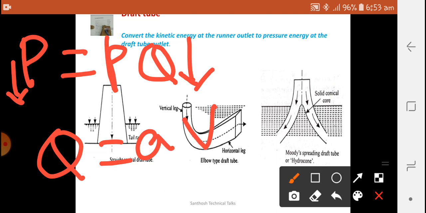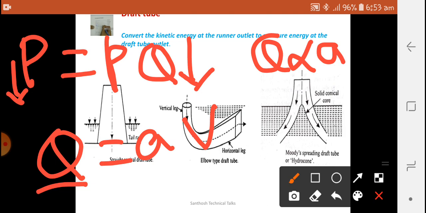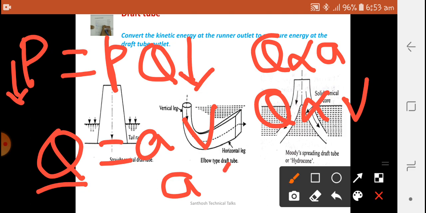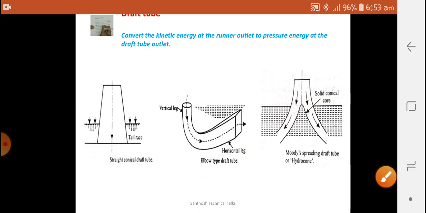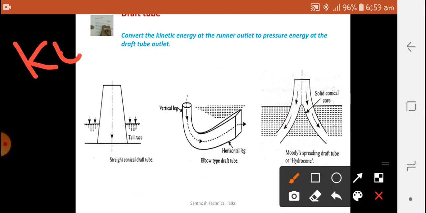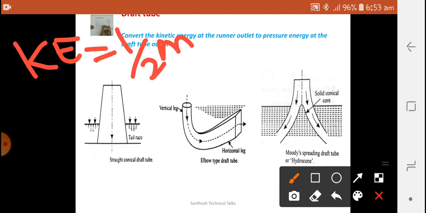Q is directly proportional to area as well as directly proportional to velocity, where area is inversely proportional to velocity. Since area increases, velocity decreases. When the velocity decreases, the kinetic energy decreases. We know that the kinetic energy KE is equal to half m v square. If velocity is reduced, the kinetic energy is reduced.